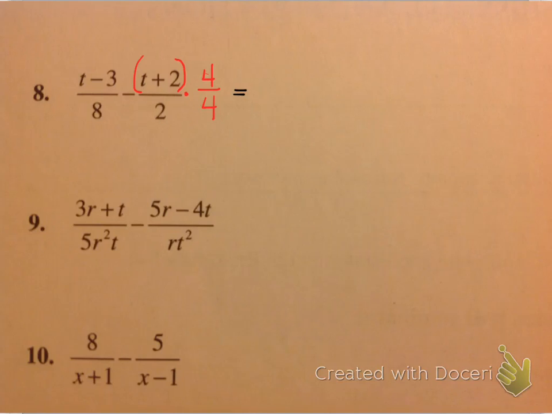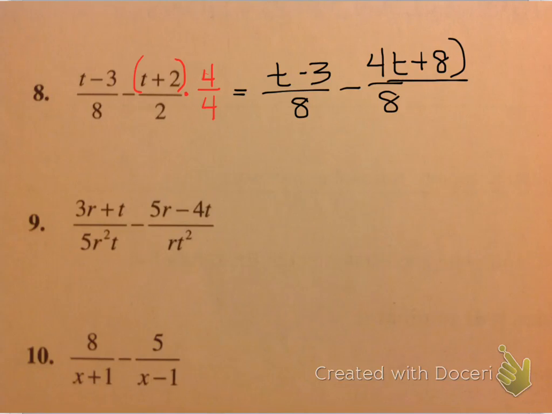So now my new problem, my first fraction stays the same, and my second fraction becomes 4t plus 8. And remember, that is a quantity, and the way I got that was I had to distribute my 4 to everything in the parentheses. So now I have to combine like terms.